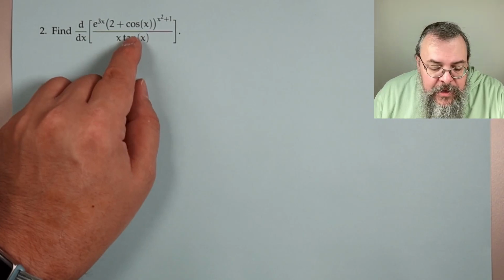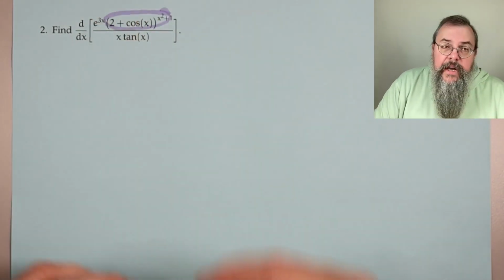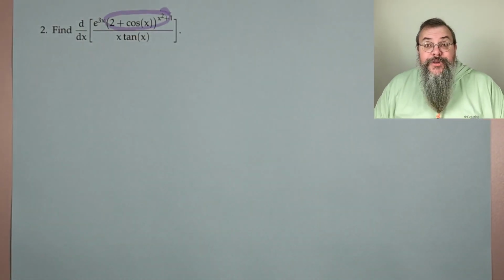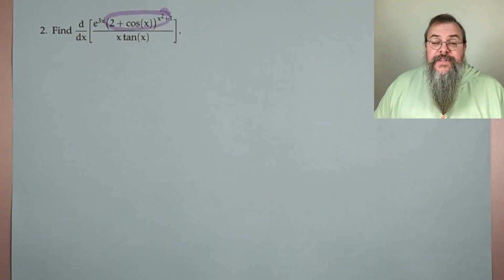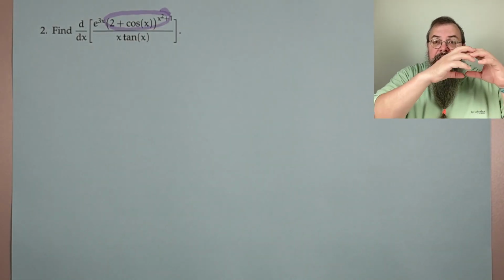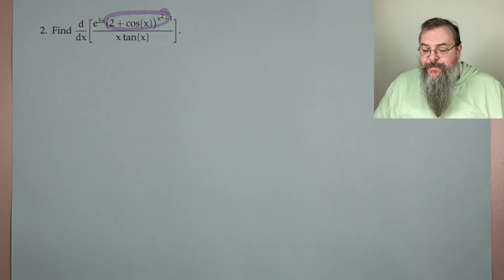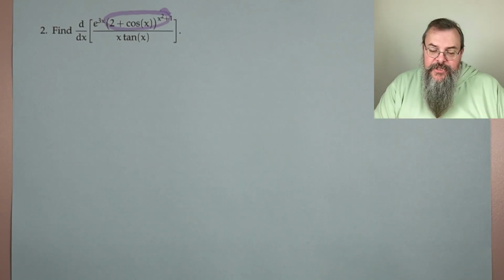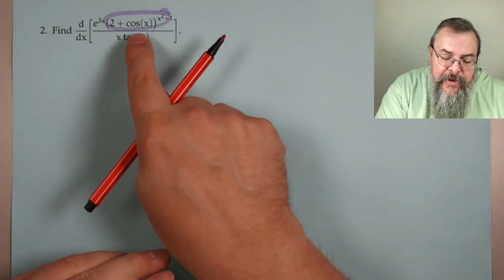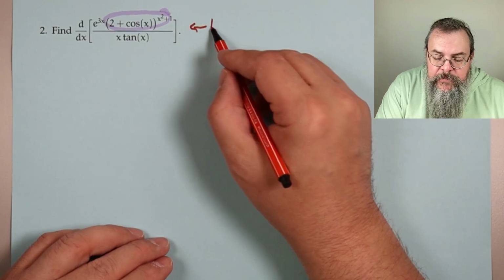But look here. You have that 2 plus cosine x raised to the power x squared plus 1. Now, what do you see there? X shows up downstairs and upstairs. So when a variable is both downstairs and upstairs, what does that tell us? The only chance we have is logarithmic differentiation. In general, if you see lots of stuff crammed together, logarithmic differentiation is a tool. But especially if you have function to a function, you have to pull out logarithmic differentiation.